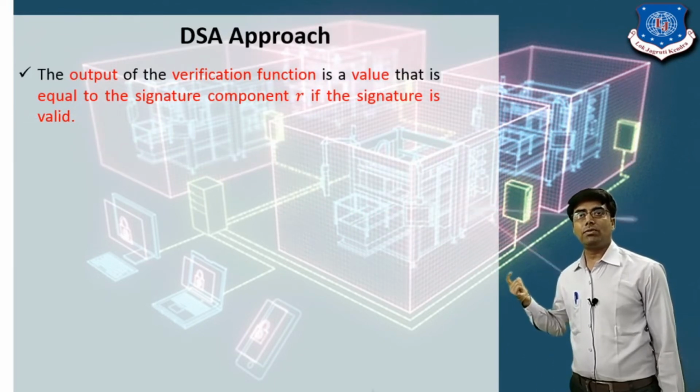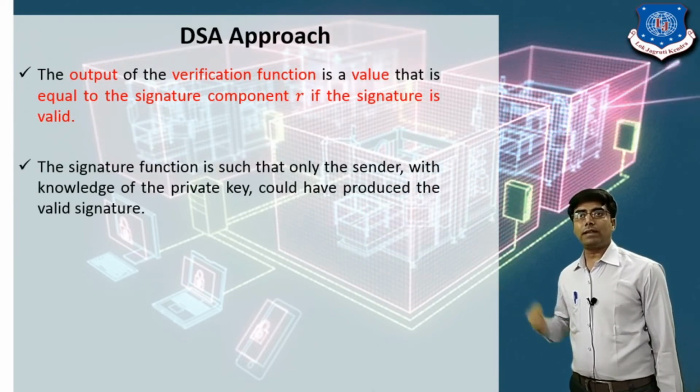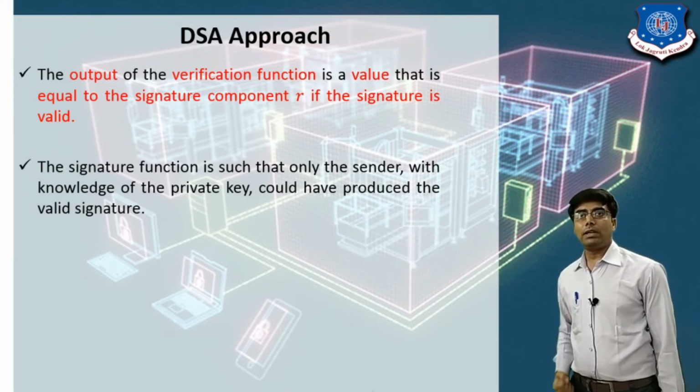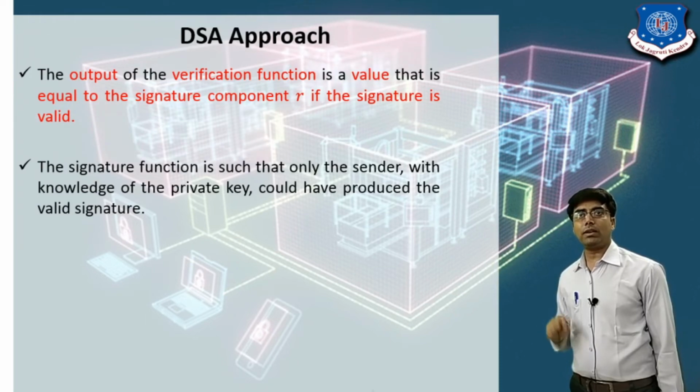Then the signature is valid. Here the signature function is such that only the sender with the knowledge of the private key could have produced the valid signature. It means whoever has the private key could have produced the valid signature. That means the signature function is such that only the sender with the knowledge of the private key could have produced the valid signature.